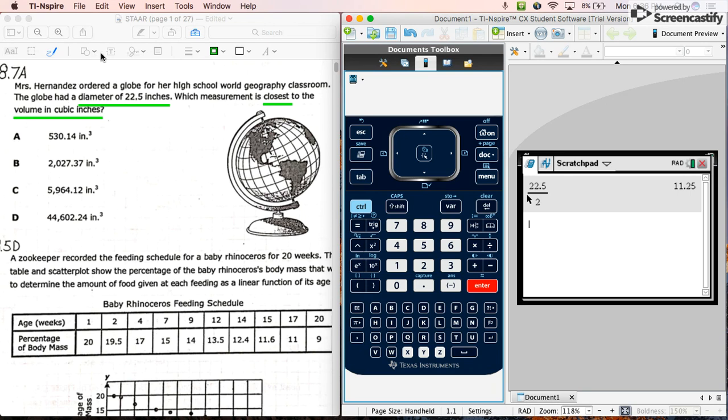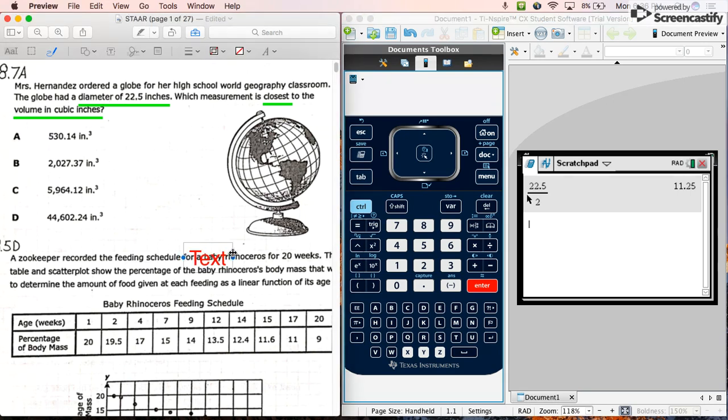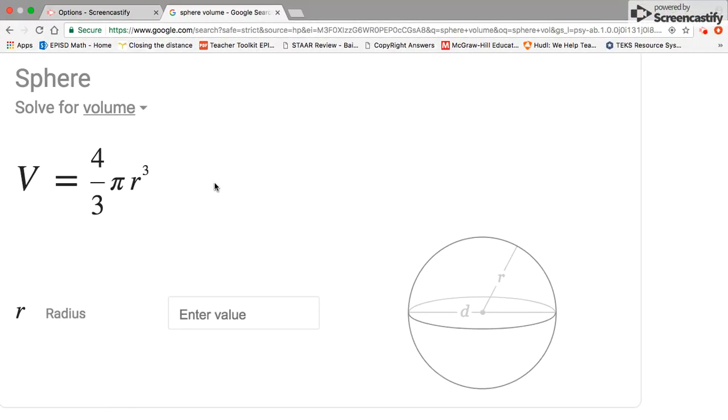So let's go ahead and write that down so we don't forget it. I'm going to have R equals 11.25. Now that I have my radius, there really isn't anything else I need to put into my formula. Looking back at my formula, it's V equals 4/3 pi times the radius cubed. So now that I have my radius, I'm simply going to plug it in to the R.